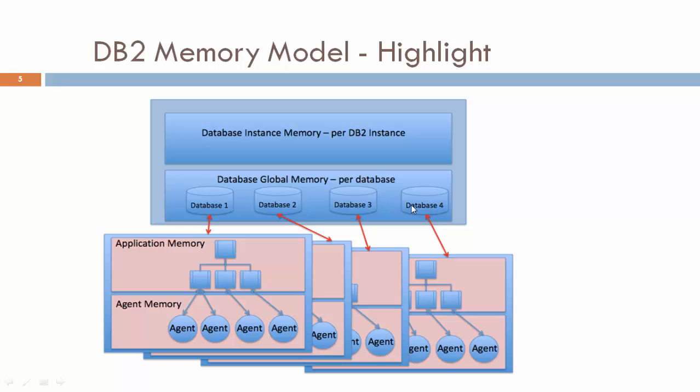Then we'll talk about the DB2 memory model. DB2 takes the amount of memory from the underlying operating system and then distributes that memory to the instances, to the databases, to the applications, and to the agents. So in the DB2 memory model, we'll talk about how the memory management happens.